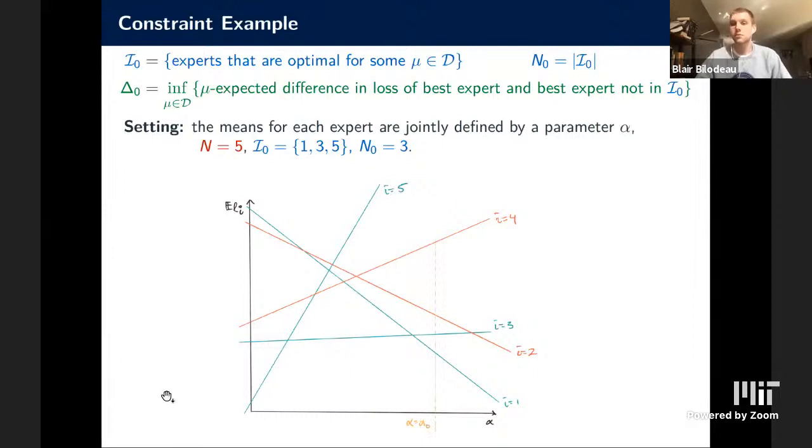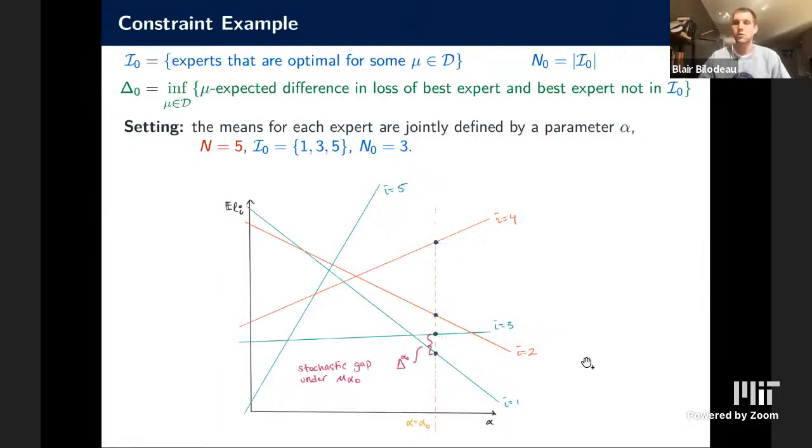Now, if I pick some specific value of alpha to consider, this alpha 0, that corresponds to picking a distribution from my set D. I can see the actual expected losses of each of the experts under this distribution. The expected loss of expert 1 is right here, and experts 3, 2, 4, 5 intersect somewhere up here. So expert 1 is the best in expectation for this specific distribution.